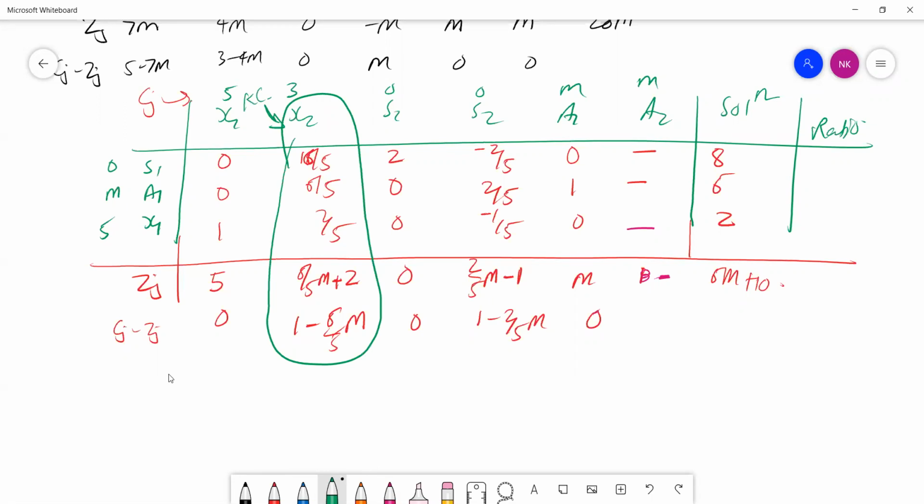This is solution divided by the key column. So 8 divided by 6 by 5. So it will be, if I am not wrong, 5 by 2. 6 divided by 6 by 5, so it will be 5. 2 divided by 2 by 5, so it will be 5. Please check it if I have not made any mistake.